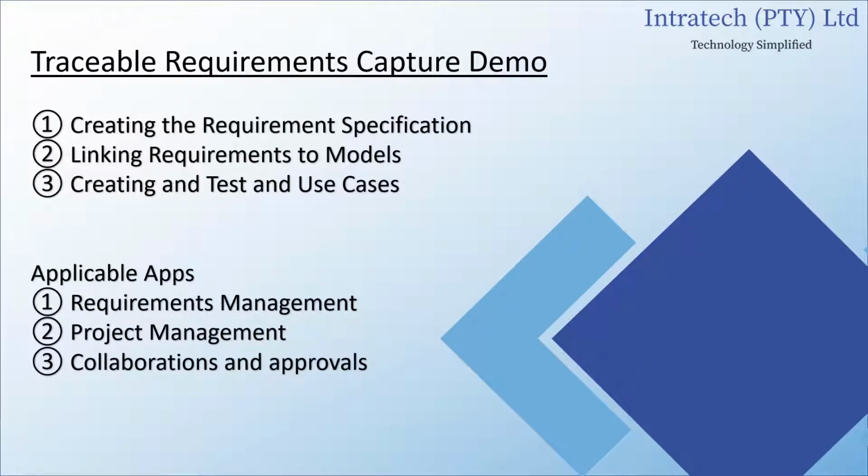Traceable Requirements is broken down into three sections. The first is merely capturing the basic requirements given by the client. Next is linking these requirements to the models to which they apply. And lastly, we have to test certain parts to validate their compliance.